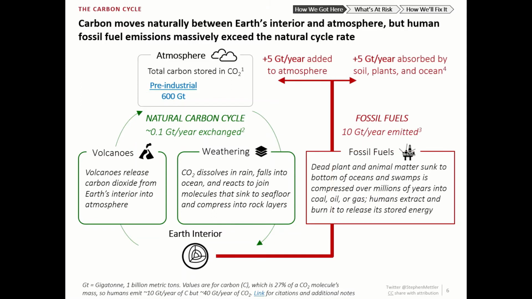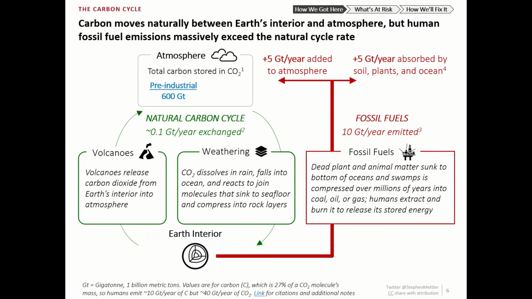In comparison, humans, by burning fossil fuels, are currently emitting about 10 gigatons per year of carbon into the atmosphere. That's 100 times that natural cycle rate. And let's talk about what fossil fuels are.